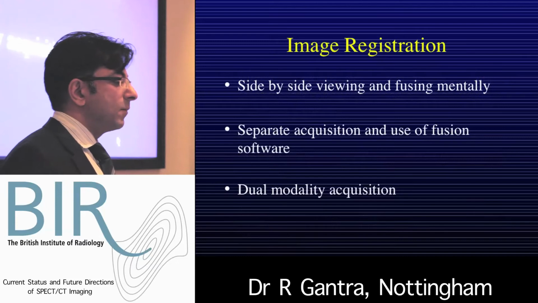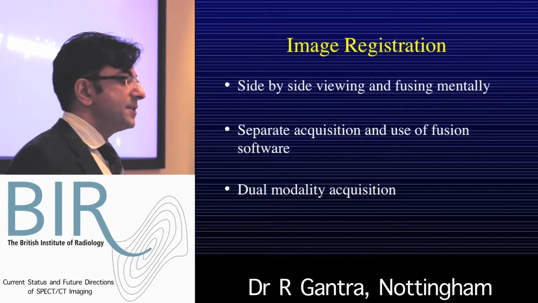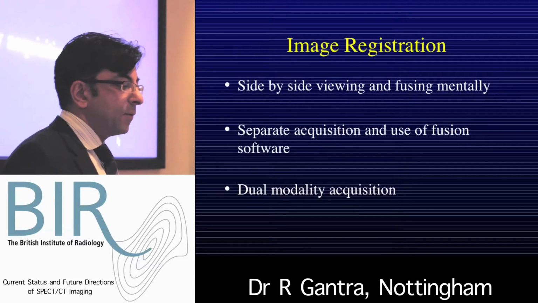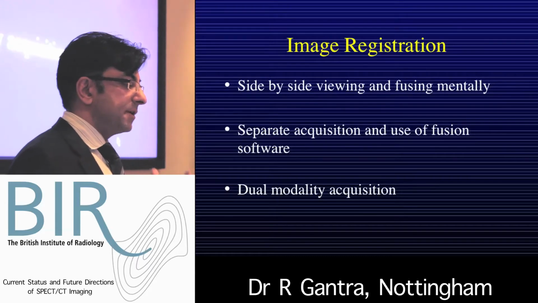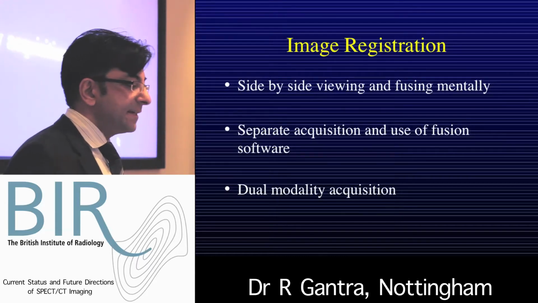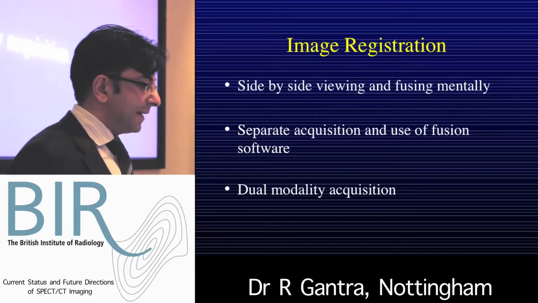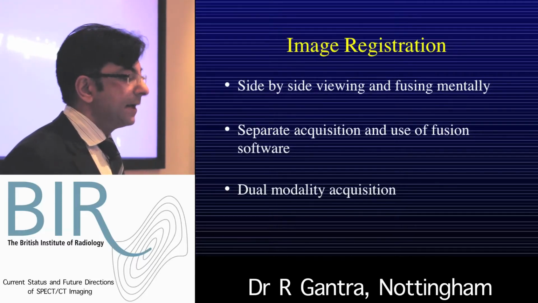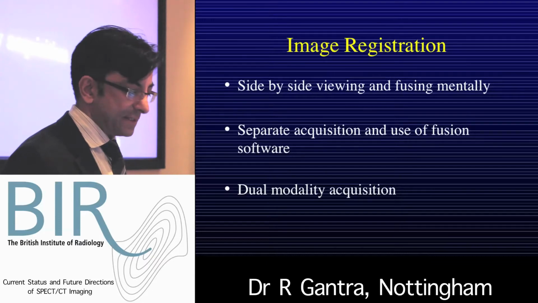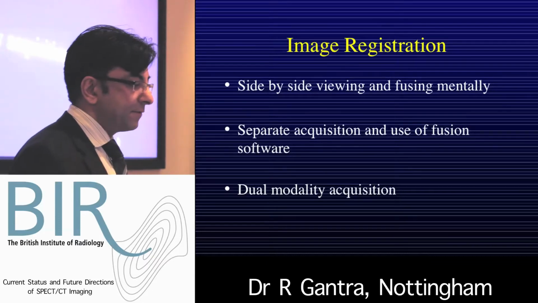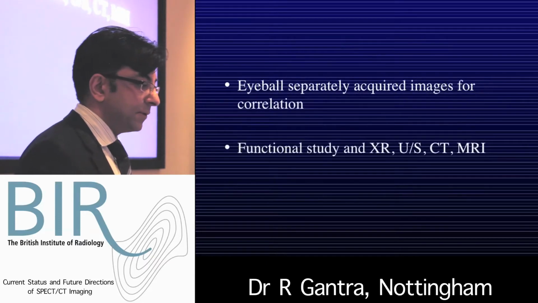So how do we do it? Well, there are a variety of methods. We can view images side by side. We can acquire these structural and functional data sets at separate sittings and use fusion software. Or we can do what we're really talking about today, which is dual modality acquisition, i.e. acquisition at the same sitting. So let's look at a few of these examples.